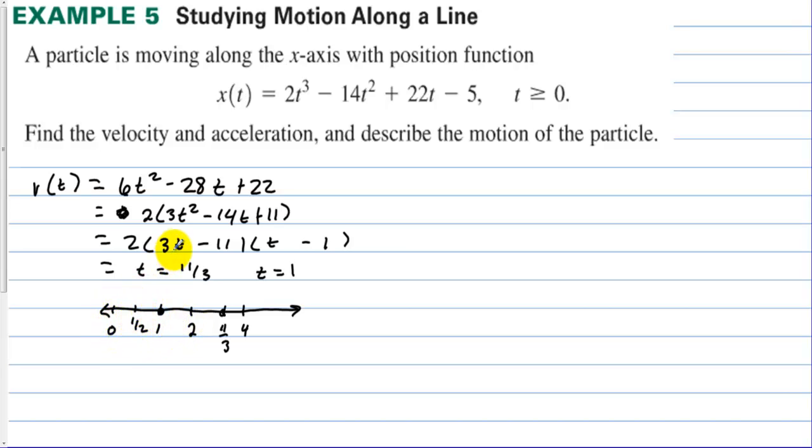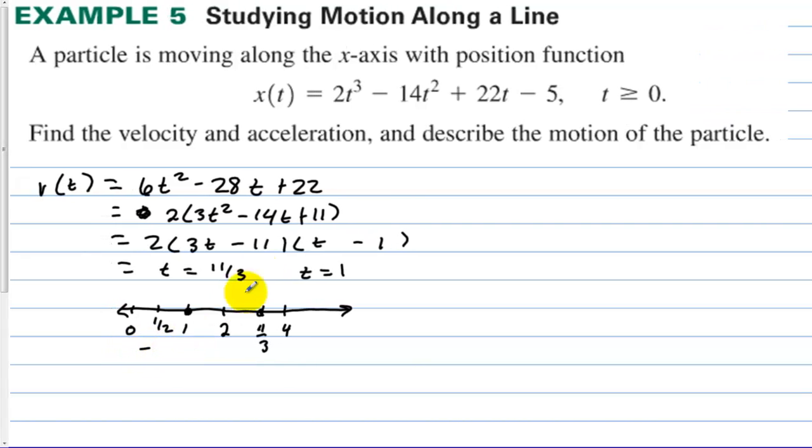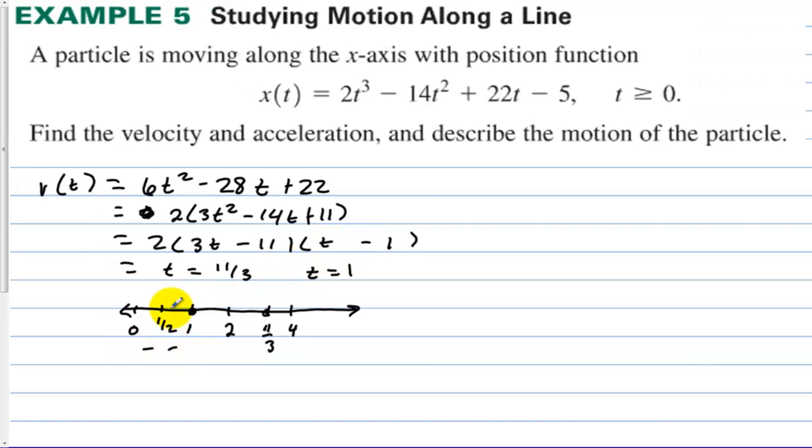So let's plug in a half. A half of 3 is 3 halves. 3 halves minus 11 is certainly going to be negative. And then 1/2 minus 1 is negative. So the particle is moving to the right here. And then when we plug 2 in, we get 6 minus 11. That's going to be negative. And then 2 minus 1 is positive. So the particle is now moving to the left. And then at 4, we're going to have positive and positive. So the particle is moving to the right.